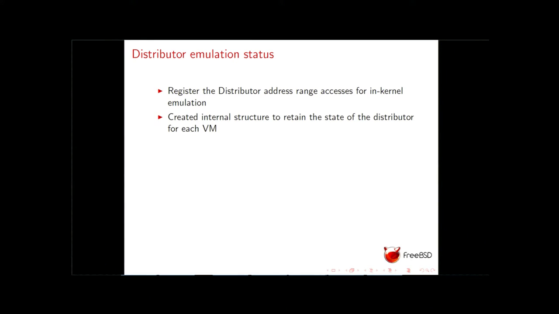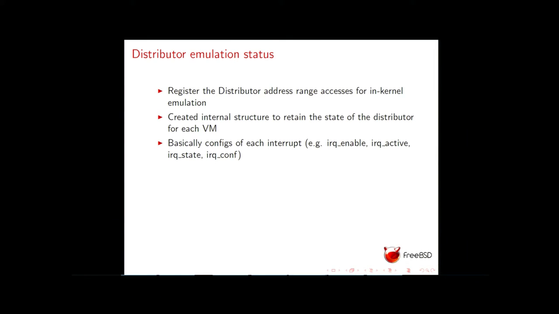I'll detail what our current status with the distributor emulation is. We registered the distributor address range accesses for internal emulation. We created some internal structure to retain the state of the distributor for each VM. So each VM has its own distributor state. Basically, what this retains are the configs of the interrupts: what interrupts are enabled, what type of interrupts, edge or level triggered, which of them are active, and so on.